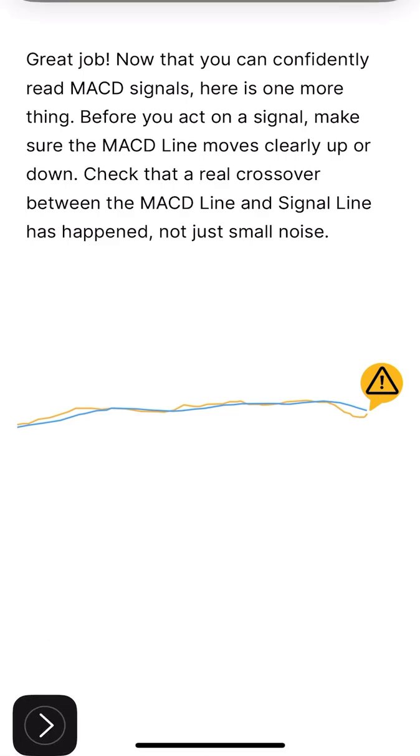Great job. Now that you can confidently read MACD signals, here is one more thing. Before you act on a signal, make sure the MACD line moves clearly up or down. Check that a real crossover between the MACD line and signal line has happened, not just small noise.